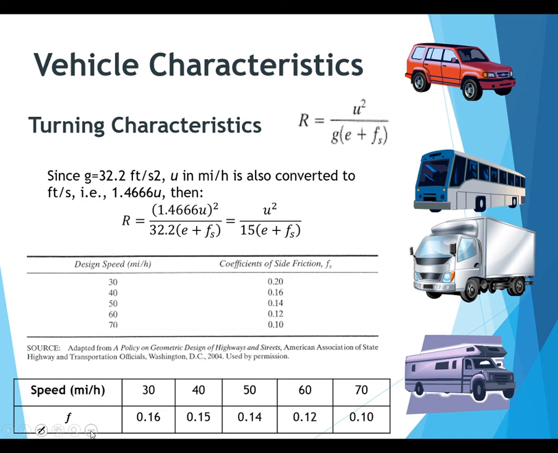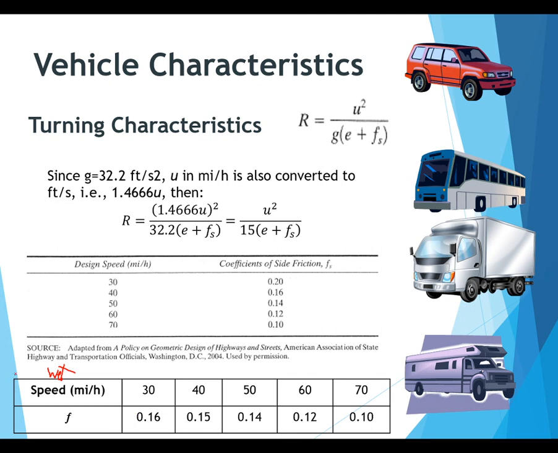So here these are different speeds, and every speed has a different side friction. The table below here is for wet conditions, so when we have water, the friction goes a little bit lower than we have in regular conditions.